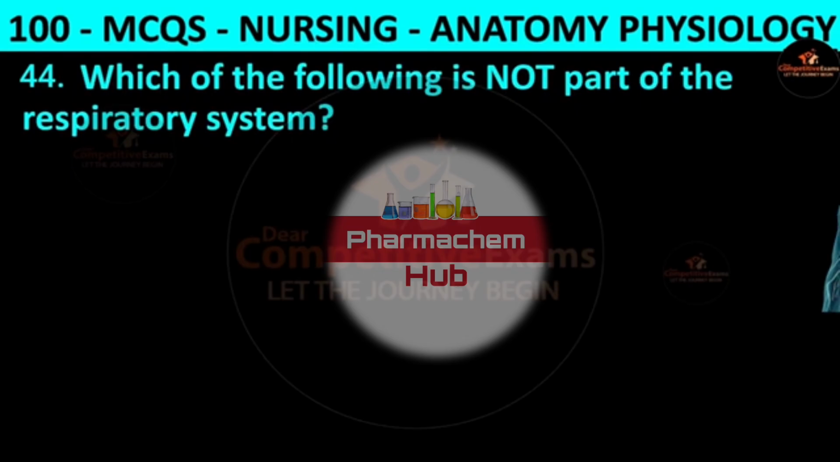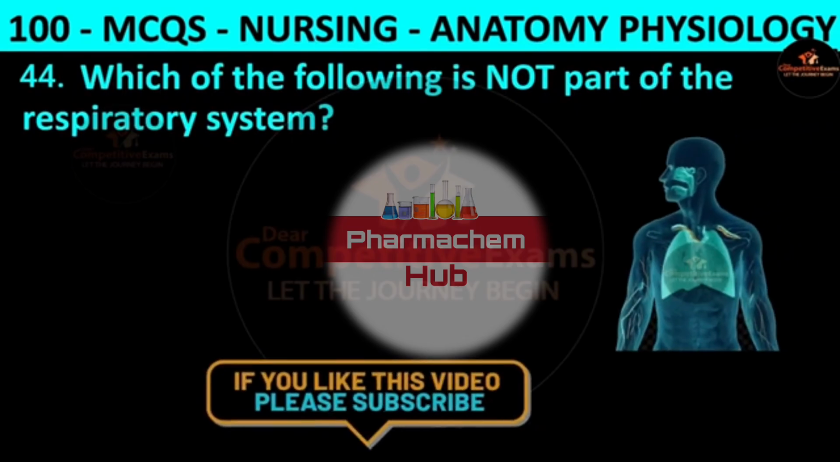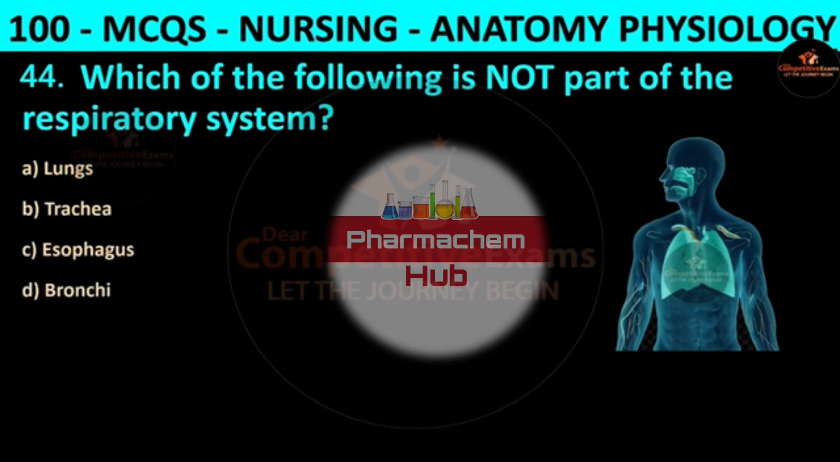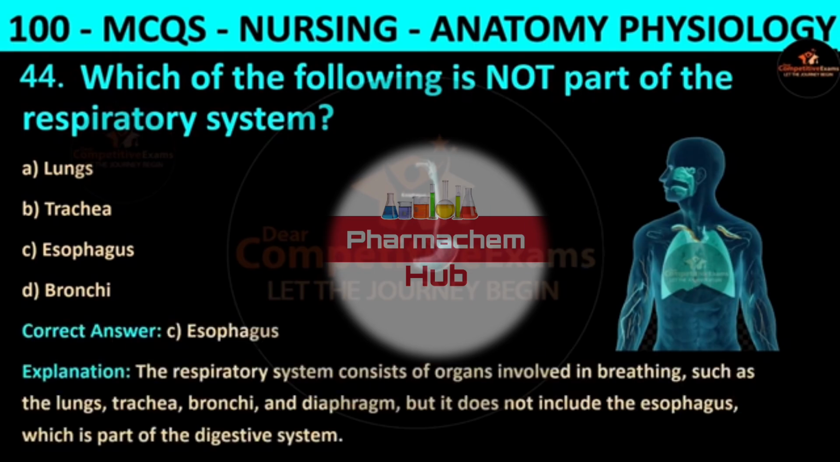Question number 44. Which of the following is not a part of the respiratory system? The options are lungs, trachea, esophagus, or bronchi. The correct answer is C, that is esophagus. The respiratory system consists of organs involved in breathing such as the lungs, trachea, bronchi, and diaphragm, but it does not include the esophagus, which is a part of the digestive system.